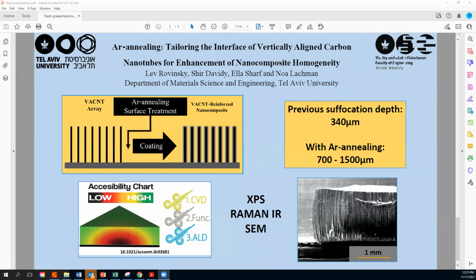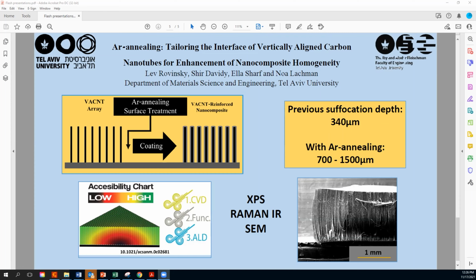Hi, I'm Lev. In our research, we demonstrate how argon annealing enhances the homogeneity of VACNT nanocomposites. VACNT is carbon nanotubes that are vertically aligned, conserving their anisotropic properties. It's very gainful to coat them with another phase, fabricating nanocomposite materials with highly anisotropic properties. VACNT restricts the methods of post-processing, as wet methods are destructive to the alignment, leaving us only gas-based methods, such as atomic layer deposition for the coating step.